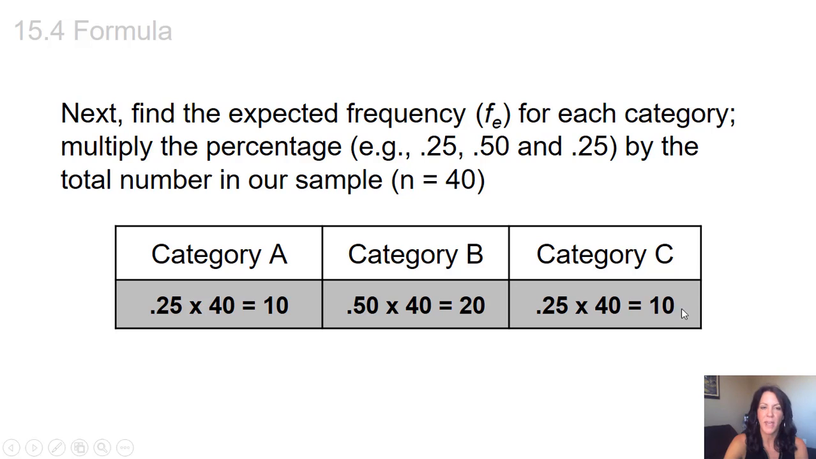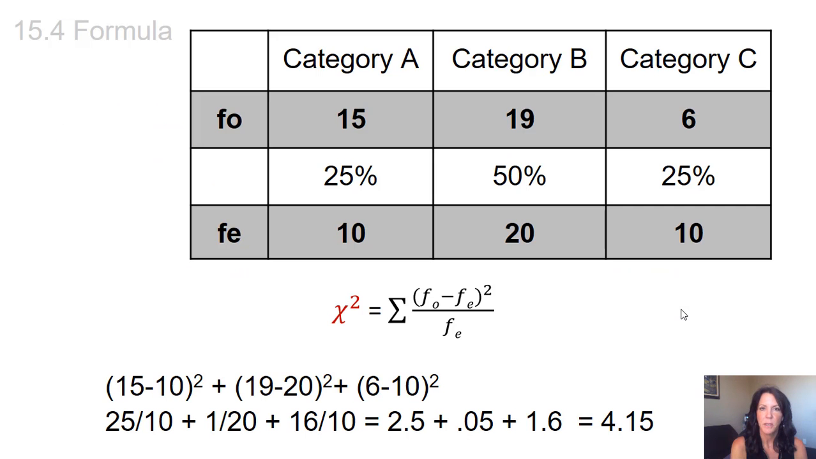And then the same for category C, it would be 10. So that's how we figure out our expected frequencies. We just take the percentages in the population and multiply those by our n for the different categories. So here is an example of what this would look like just applying the chi-square formula. And I'm going to do this fast, but I'm going to show it to you in Excel as well.